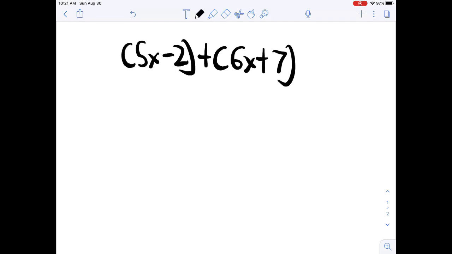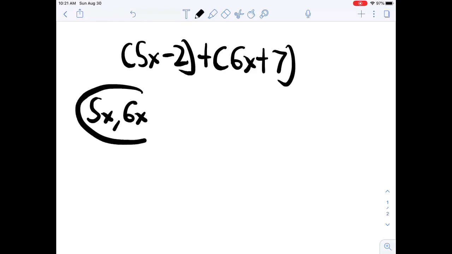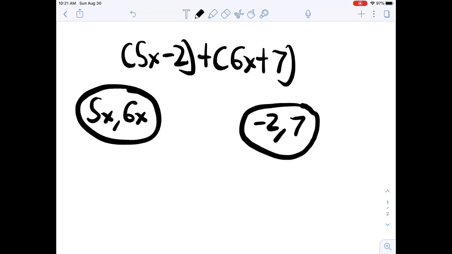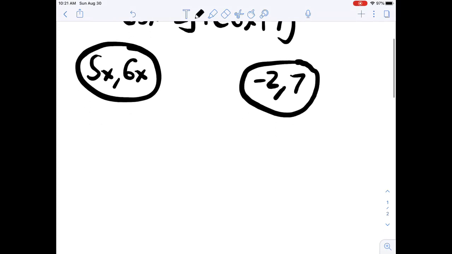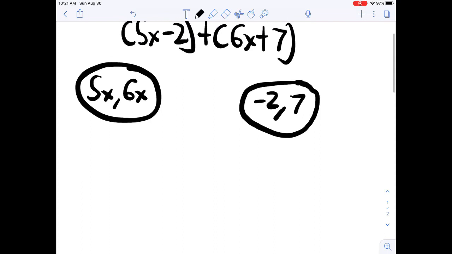Let's say we need to add these two polynomials together. So in this case, we have like terms here. 5x and 6x are a pair of like terms, and negative 2 and 7 are a pair of like terms. In 5x and 6x, they both have the variable x raised to a power of 1. In the second example, negative 2 and 7, they both have an invisible x raised to the power of 0.